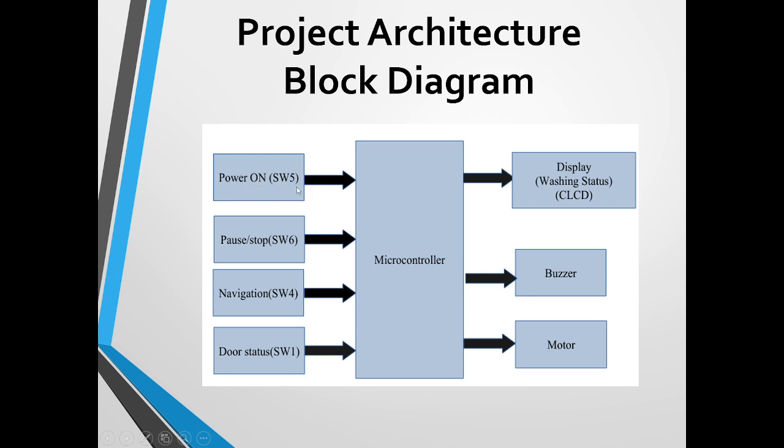All the components of the system are based on the microcontroller. To power on the machine, we need to use switch 5. Then to pause or stop the operation, we need to use switch 6. For navigation, switch 4. For checking the door status, we need to use switch 1. Then to display the washing status, the LCD display is used. Then buzzer and then motor.